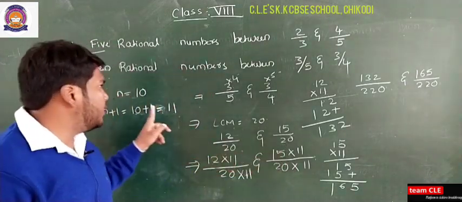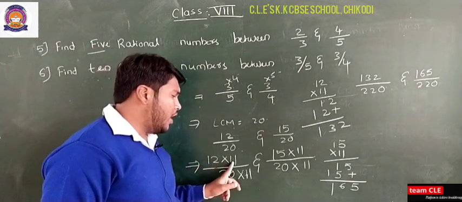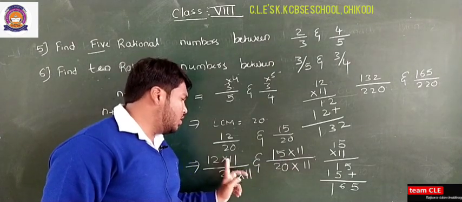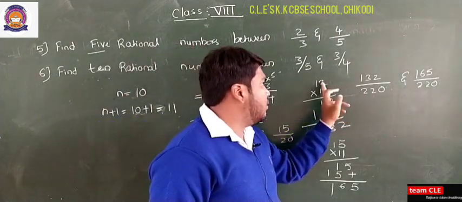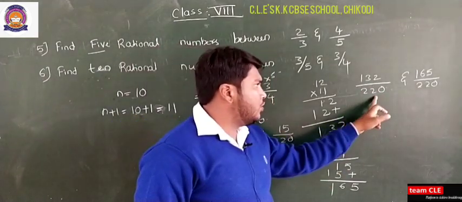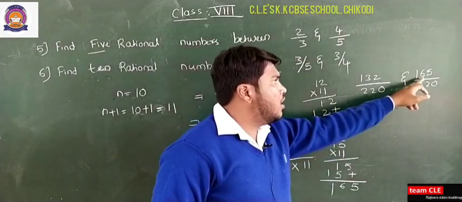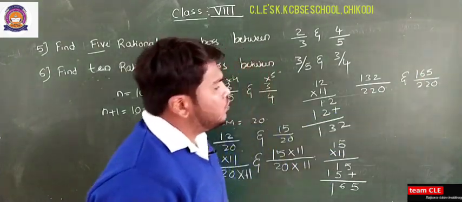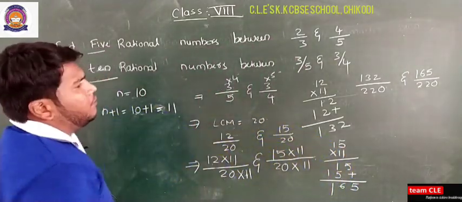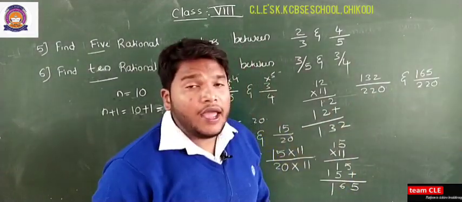Now your question says multiply the numerator and denominator by 11. So for 12 by 20, in the numerator I have multiplied with 11, and the denominator with 11. So just multiply 12 into 11, you will get 132, and 20 into 11 you will get 220. Similarly 15 into 11, after solving I got 165 by 220. So just write the 10 rational numbers in between 132 by 220 and 165 by 220.